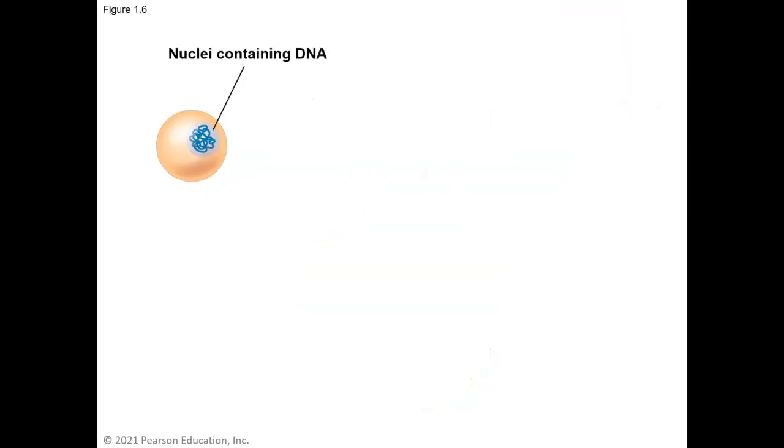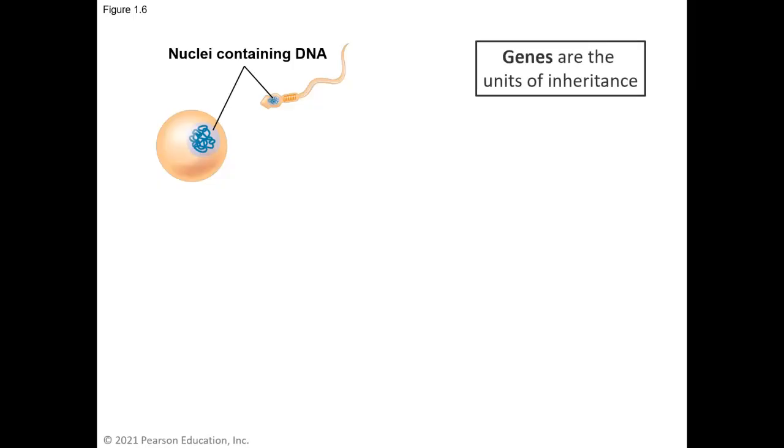DNA is found in the nucleus of a cell, and even though there are many different types of cells, they carry the same DNA. The DNA in your skin cells is the same as the DNA in your muscle cells. Segments of DNA that encode something in particular are called genes, like the gene for fur color in our mouse example. Genes are the unit of inheritance.